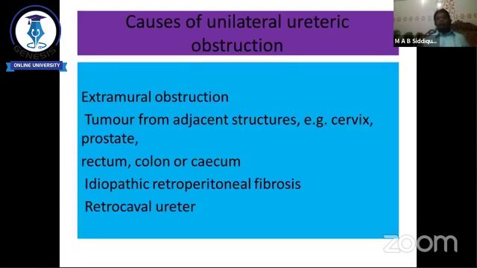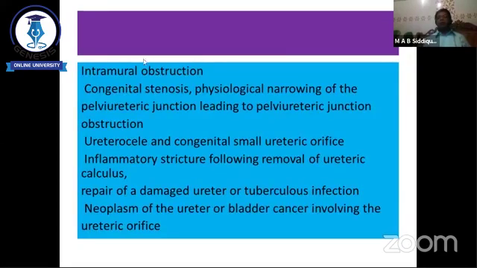Retrocaval ureter is also one of the causes of hydronephrosis. And intramural obstruction: congenital stenosis, physiological narrowing of the pelviureteric junction leading to pelviureteric junction obstruction, ureterocele, congenital small ureteric orifice, inflammatory stricture following removal of ureteric calculus, repair of a damaged ureter or tuberculosis infection, neoplasm of the ureter or bladder cancer involving the ureteric orifice.